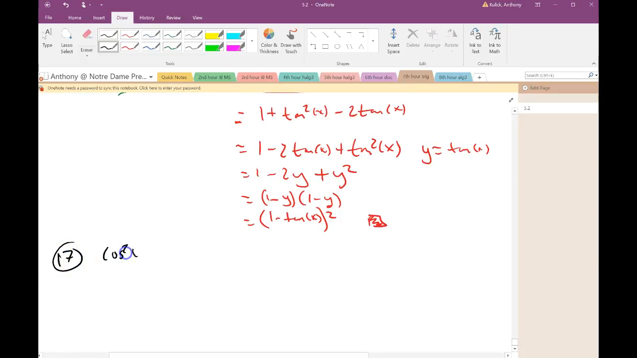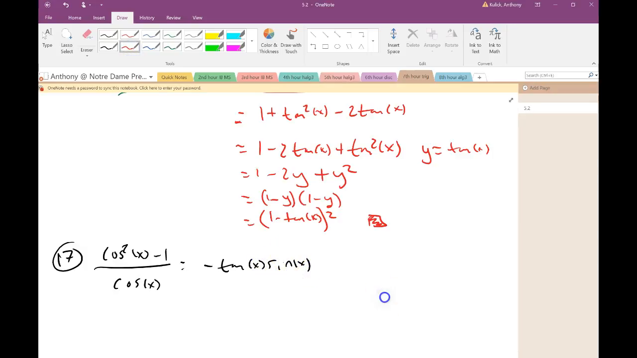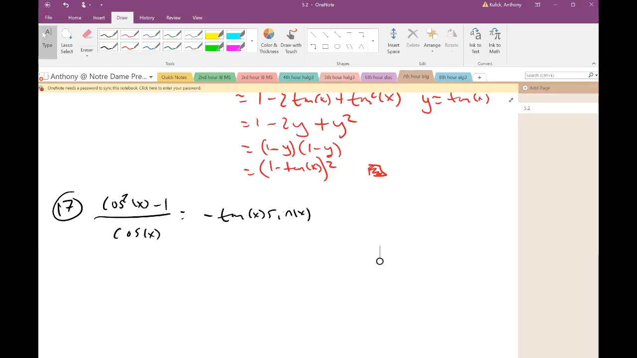17 is cosine squared x minus 1 over cosine x equals negative tan x sine x. So it doesn't really matter which side you start on here. Again, I don't think one side is more beneficial to start on than the other. For the sake of argument, I'm just going to start on this side.